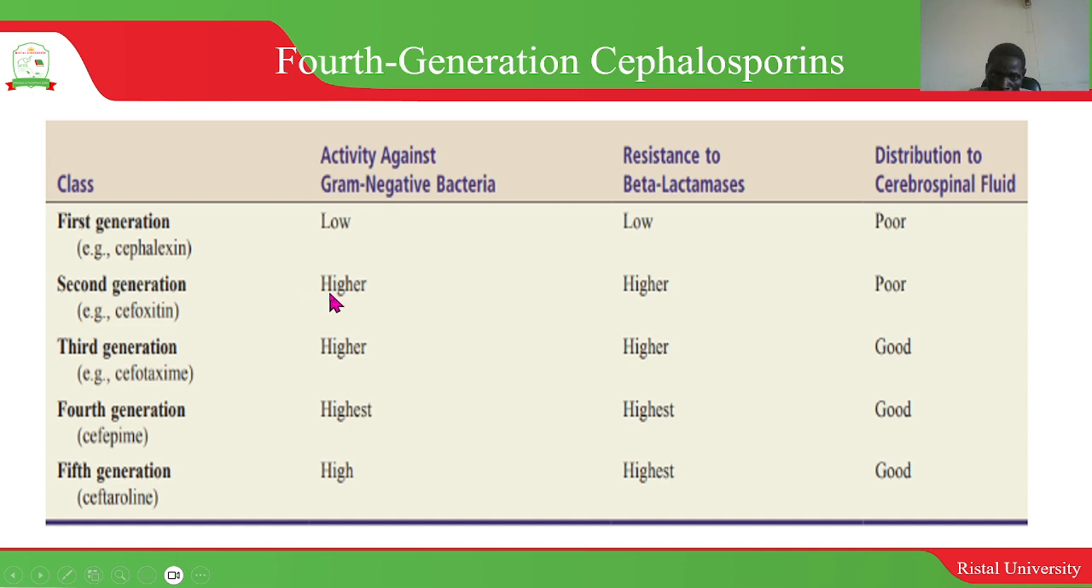The second generation has higher gram negative activity, higher beta lactamases, but also poor penetration in CSF. The third generation have higher gram-negative activity, higher beta-lactamases, and good distribution in CSF. So if we are dealing with infections that involves the CSF, like in meningitis, that means really the third generation might be of better help because at least it reaches all these body compartments. The fourth generation has highest gram-negative activity, also highest beta-lactamase activity, and also good CSF penetration. The fifth generation is just the same as the fourth, so they are really equally important.